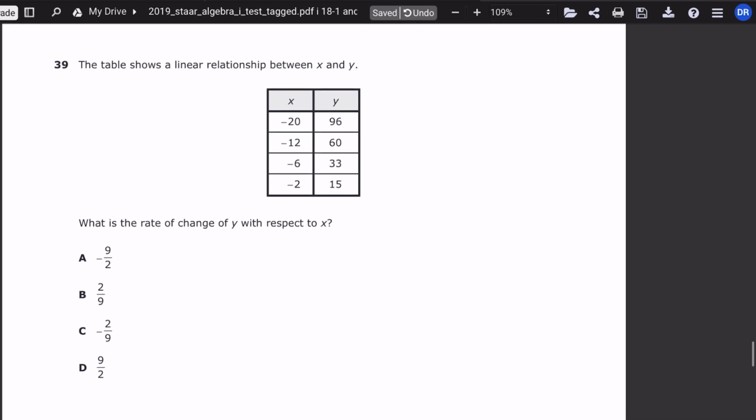Now going into the 39th one. In the 39th one, the table shows a linear relationship between x and y. So what is the rate of change of y with respect to x? The rate of change of y with respect to x is nothing but the slope, which is equal to y2 minus y1 divided by x2 minus x1. This is the way we have to find it.